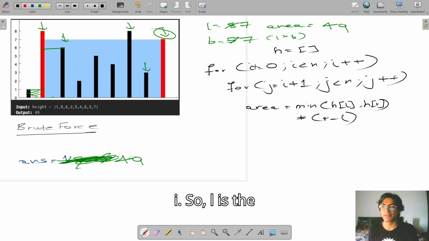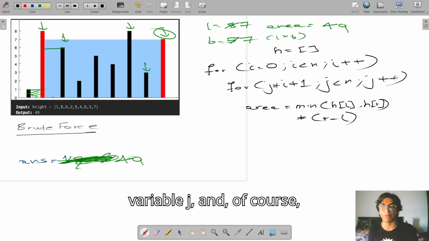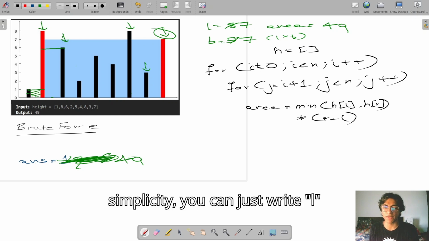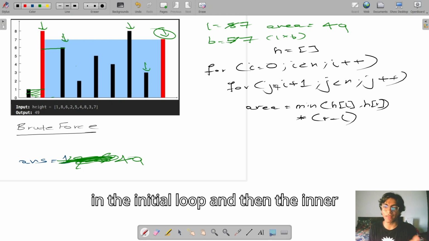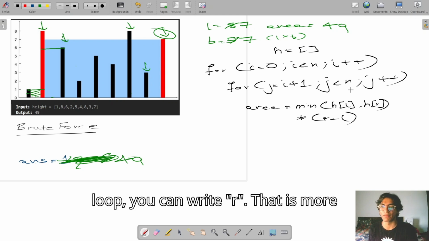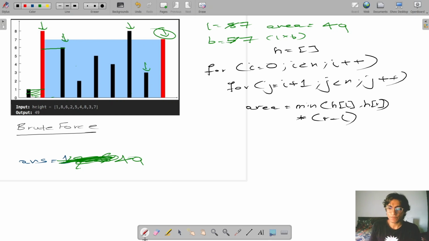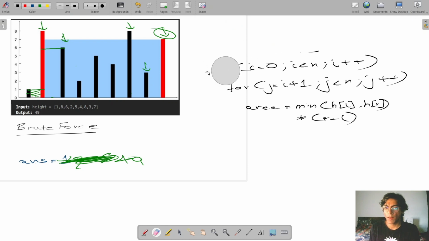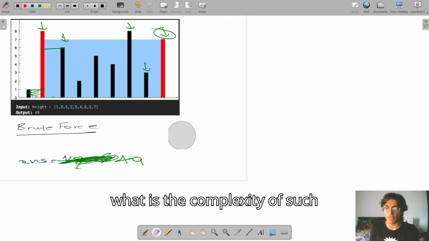So L is the variable i, R, the right pointer, is the variable j, and of course the same goes here, right? For simplicity, you can just write L in the initial loop, and then in the inner loop you can write R if that is more convenient for you to understand. Now, that is basically how you do the brute force approach. But what is the complexity of such an approach?